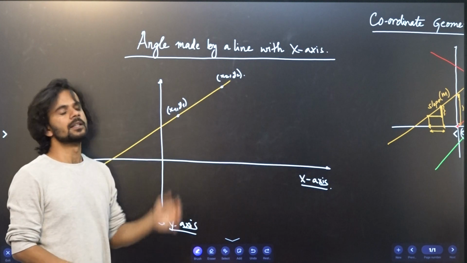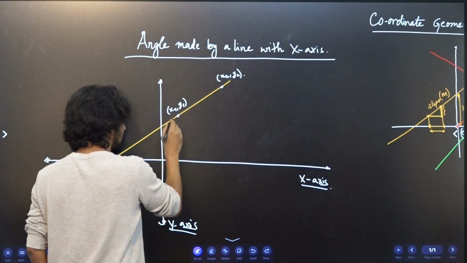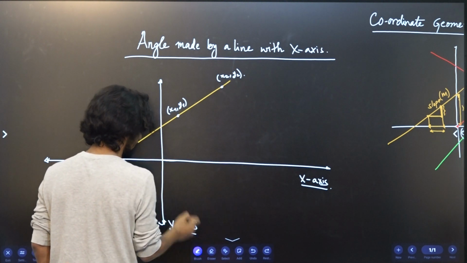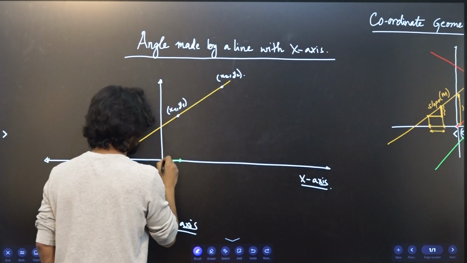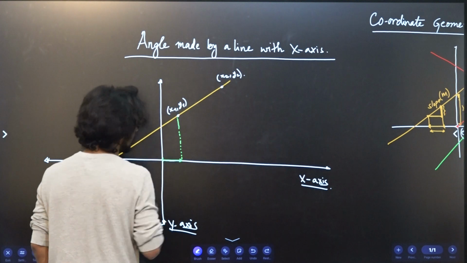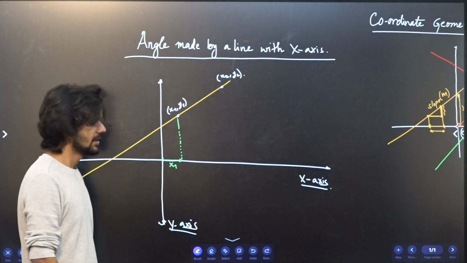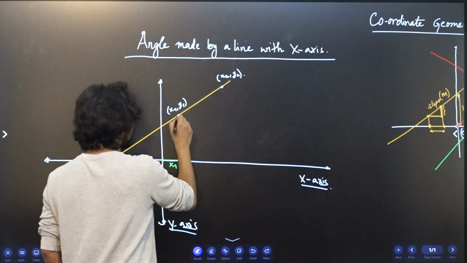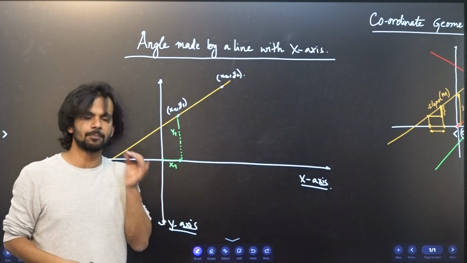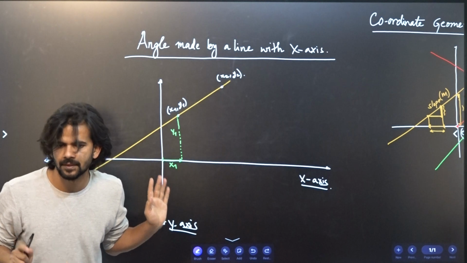What does this mean? What is x1? From here to here, I will write it in green, how much is it? x1. And from here to here it's y1. This is what it means to have a point x1, y1 on the line. Clear?